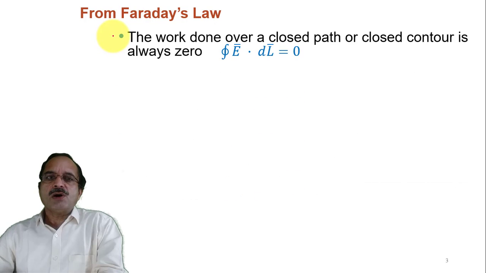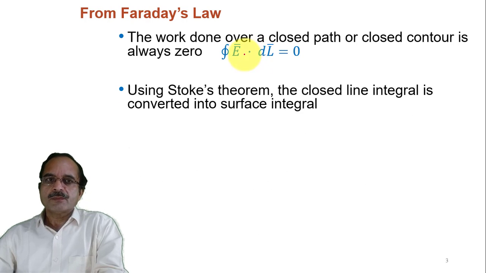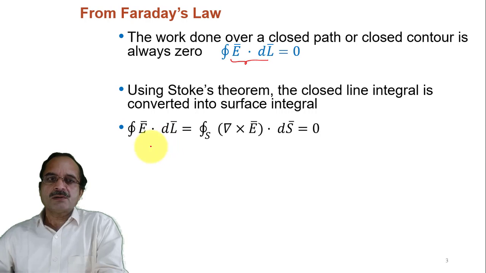From Faraday's law, the work done over a closed path or closed contour is always zero. That is, the line integral of electric field over a closed contour is equal to 0. Now using Stokes' theorem, the closed line integral can be converted to a surface integral. So the line integral E dot dl becomes the surface integral curl of E dot ds.